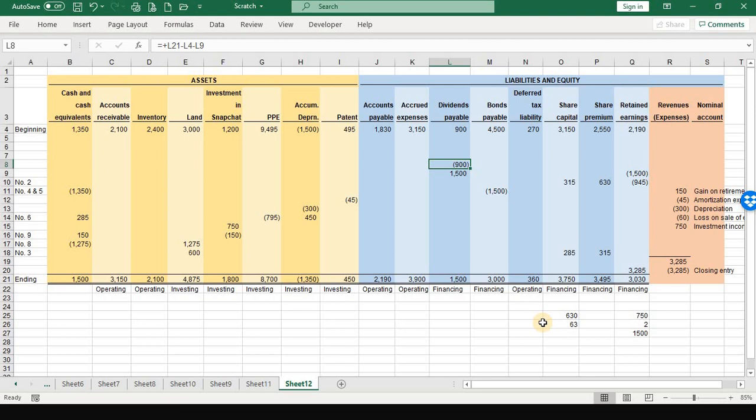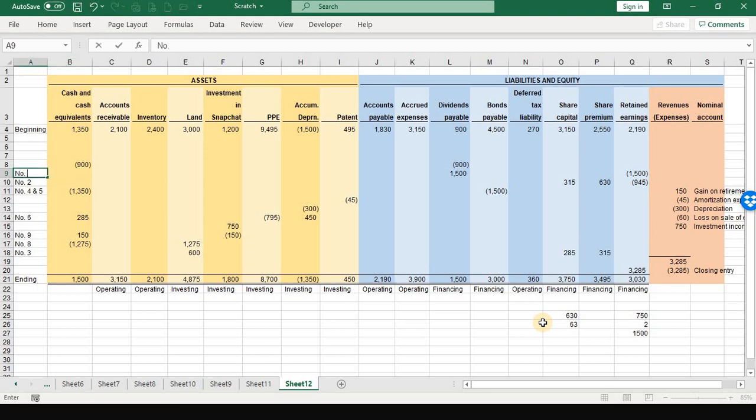So if dividends payable is debited, it means the credited account is cash because dividends payable is debited if there is a payment of cash dividend. So credit cash for 900 pesos.